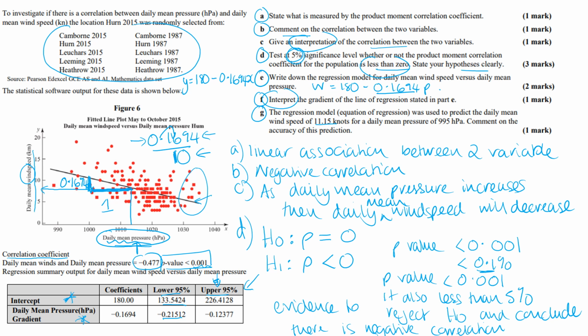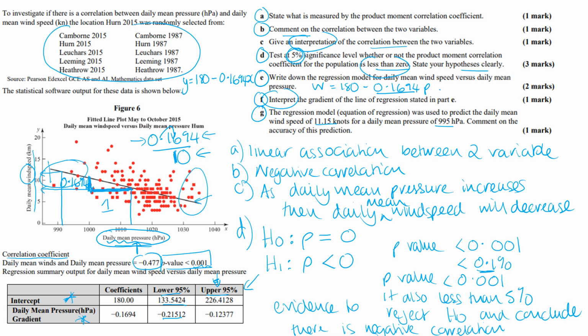Now, part G, the regression model was used to predict the daily wind speed of 11.15 for a daily mean pressure of 9.95. So 9.95 is going here, and we're reading across and getting that 11.15. And it's asking us to comment about the accuracy of this prediction. Well, we do have some data at this level where we're reading from.